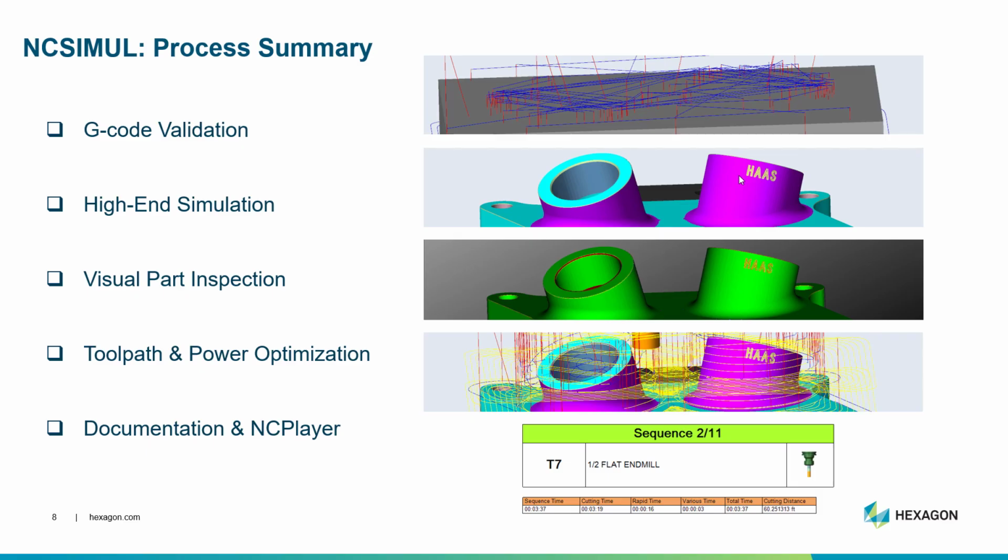The normal second step would be the actual high-end simulation, and that's where all the material removal comes off the part, and you catch anything to do with collisions and motion, so your crashes, cutting without coolant, cutting without the spindle on, clipping the fixturing, that sort of thing.